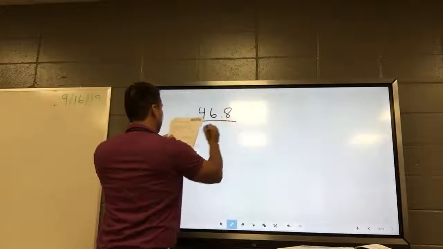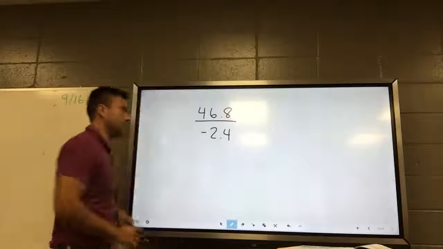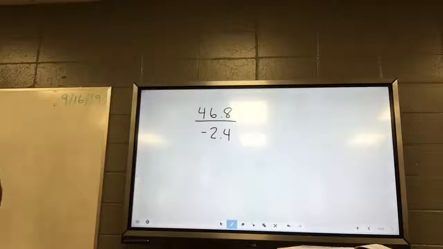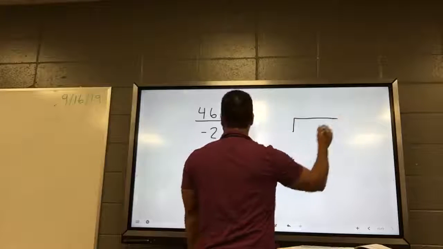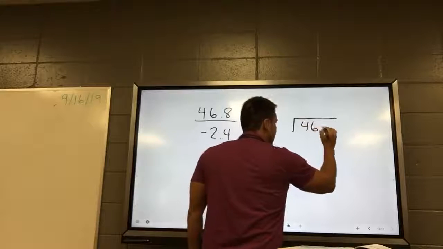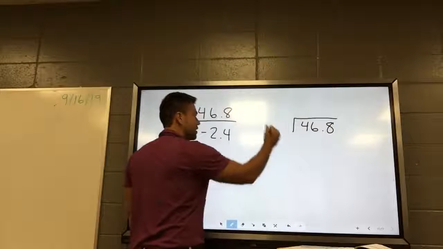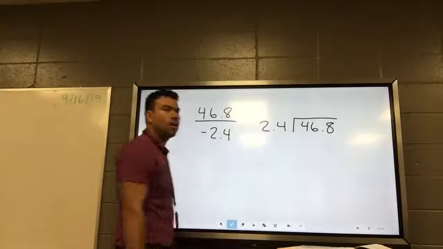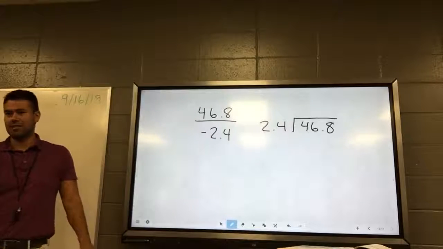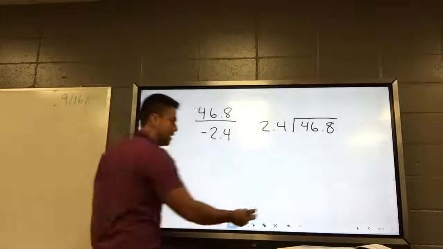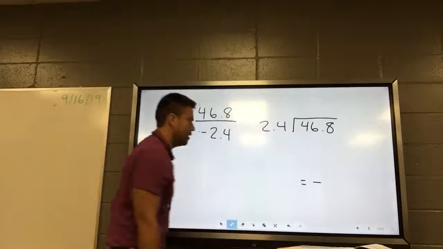46.8 over negative 2.4. What are we doing in this problem? Dividing. It's a fraction. Isn't it weird? You don't normally see them this way, right? It's a division problem. Which number goes in the box? The dividend goes in the box. The divisor goes outside the box. Why don't I have a sign there? Because I already know the answer is going to be negative something. So I'm done with the sign.